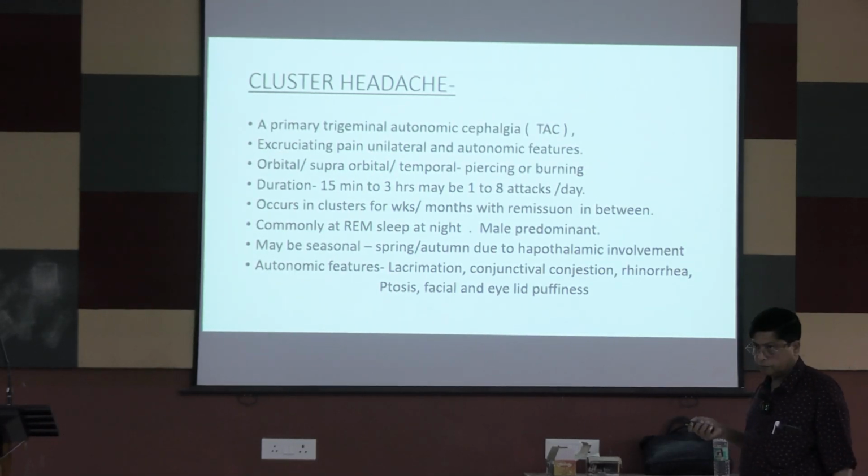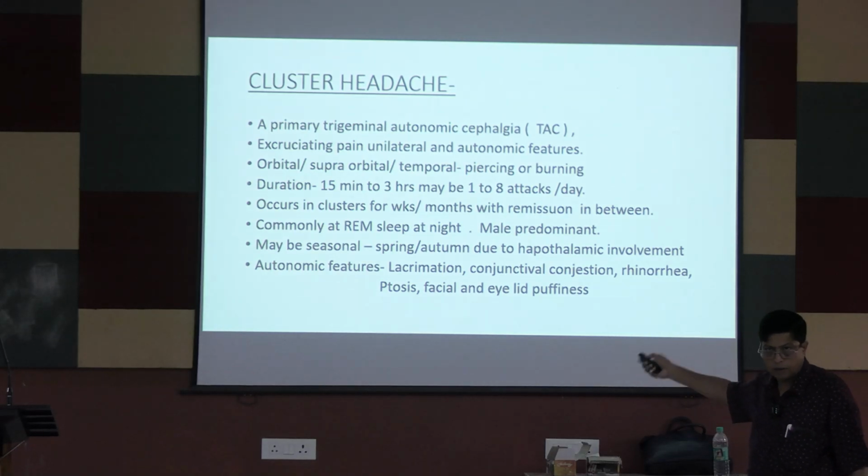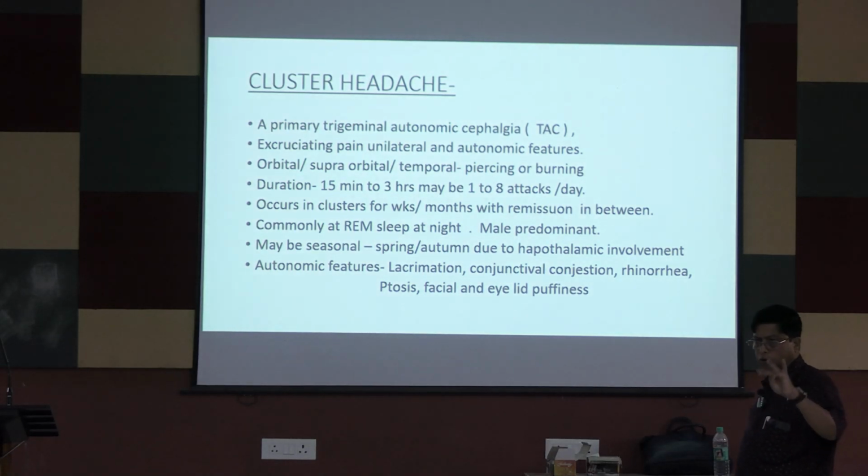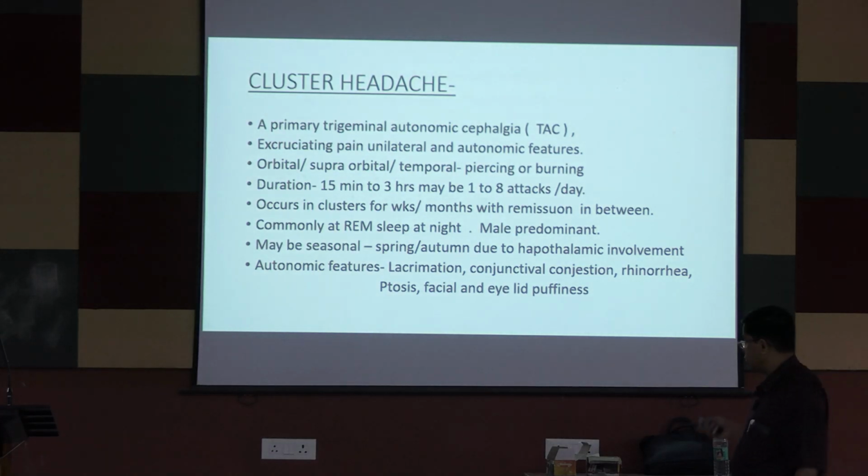Then cluster headache. Primary trigeminal autonomic cephalalgia, it is also called TAC. I have told you it is a third type that was discussed in our first slide. They have separated it, but you can say there are two types of headache, primary and secondary, that will suffice. Anyway, it is a trigeminal cephalalgia. Excruciating pain, unilateral, with autonomic features. It is not bilateral. Migraine is unilateral, cluster headache is unilateral, tension headache is bilateral only.